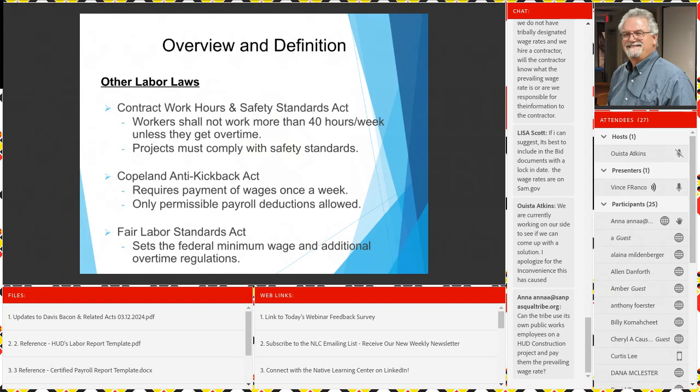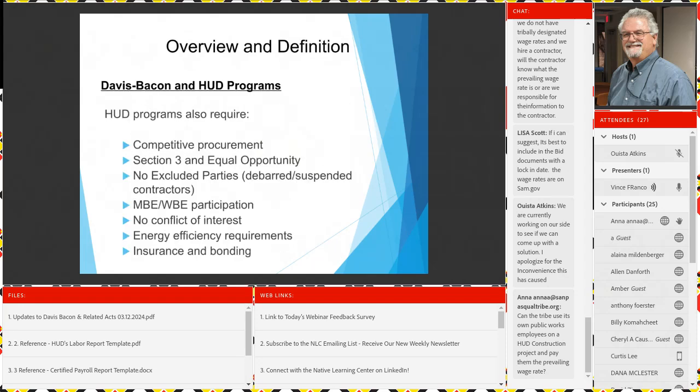Now this slide talks about other things that are included in the Davis-Bacon and related acts. The Contract Work Hours and Safety Standards Act, where basically OSHA, the Occupational Safety and Health Administration, plays a part in this. The Copeland Kickback Act, that came out of the 70s, and the Fair Labor Standards Act. Those are all integrated and rolled into Davis-Bacon and related acts.